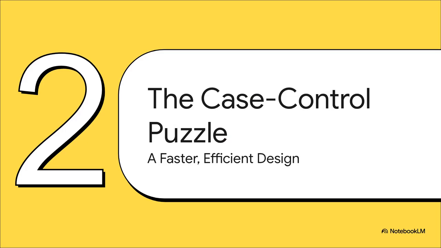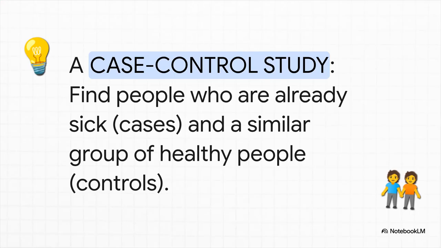So, how did they solve this problem? Well, this is where things get really clever. Epidemiologists basically flipped the whole research question on its head with a totally different study design, one that's way faster and much more efficient. It's called a case control study, and instead of starting with who's exposed and waiting for the disease, you start with the disease itself.